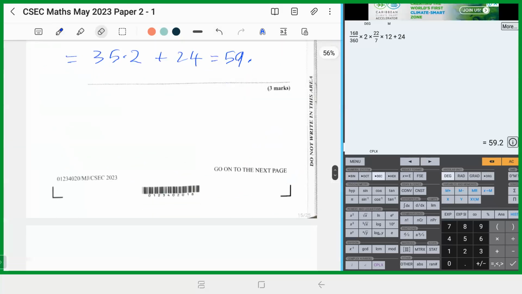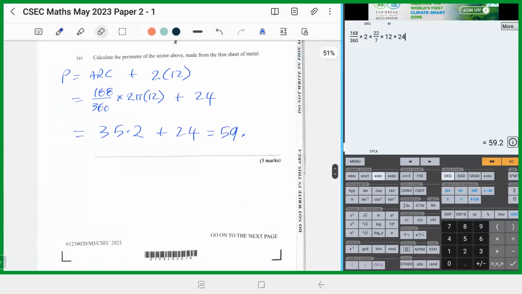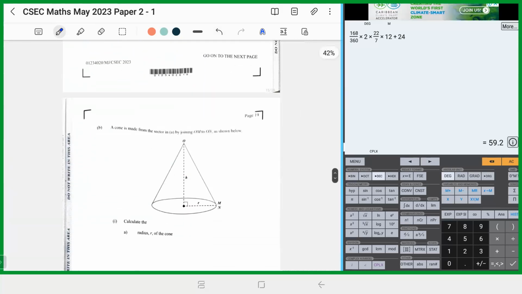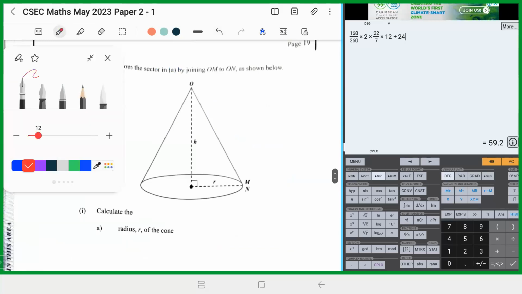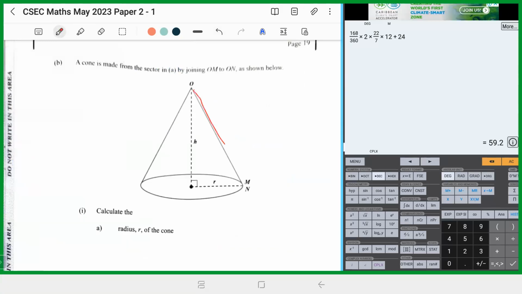So that's what they gave us. This was 59.2 centimeters; I erased it accidentally. So we can put down some information right after that. What we know is that this was the radius of the sector above, so it is now the 12. This is the 12 centimeters right here.